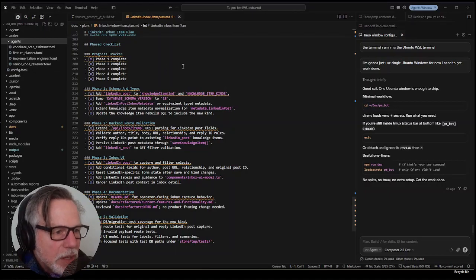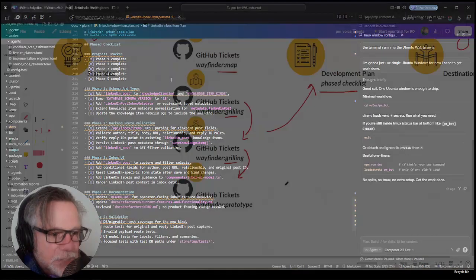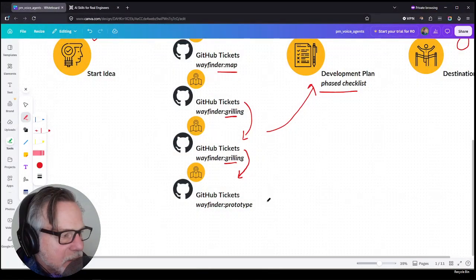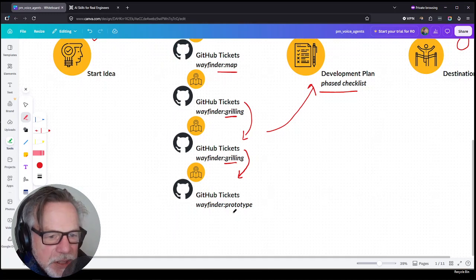Each phase needs to be passed off by the code reviewer before the next phase can continue. This is a way of making sure that the code is clean early on in the project, and then consistent throughout the development process. One thing that Matt Pocock recently introduced into his Wayfinder is the prototype skill.